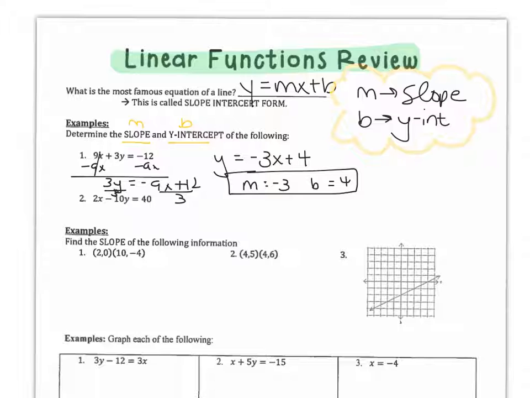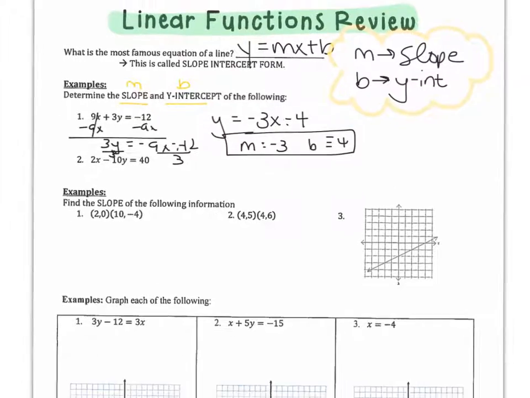So hopefully you're okay with that, except I made a tiny boo-boo. It should be negative 4 because that's negative 12. Good thing I caught it. Haha, negative 4. So I want you to try number 2 on your own. I'm going to move down to the next examples.